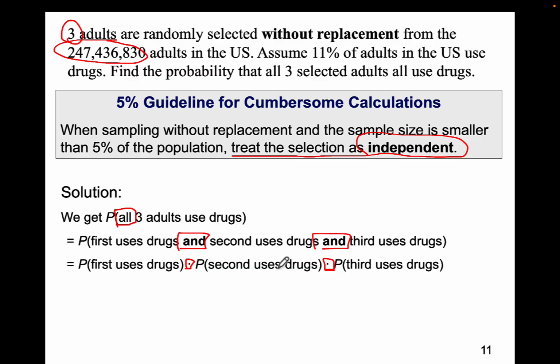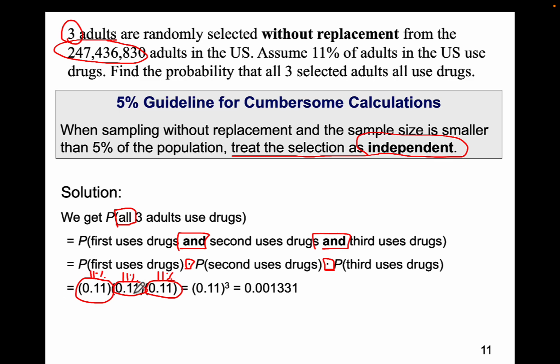Okay, at this point we get to write our fractions out, and like I said, we don't have to count down. We just get to go straight for, oh, sorry, no, we get to go straight for 11% of the adults in the US use drugs. That's where the 11% came from. And the second person drawn, we've got an 11% or 0.11 probability that they use drugs. And then the third person is selected, and there's a 0.11 probability that they use drugs.